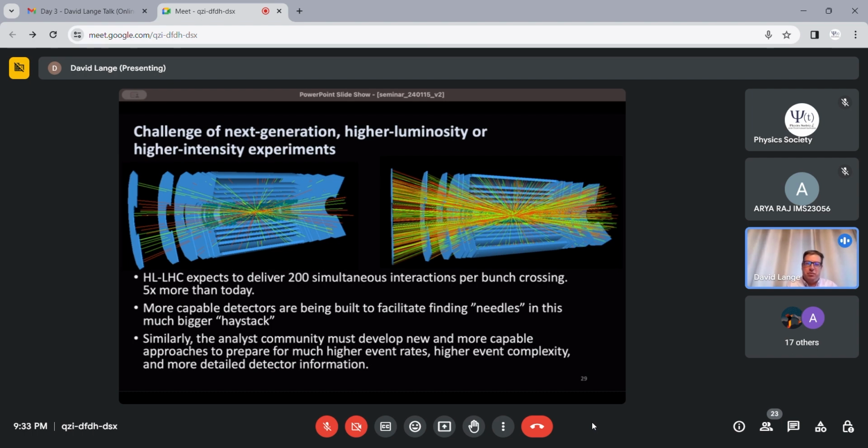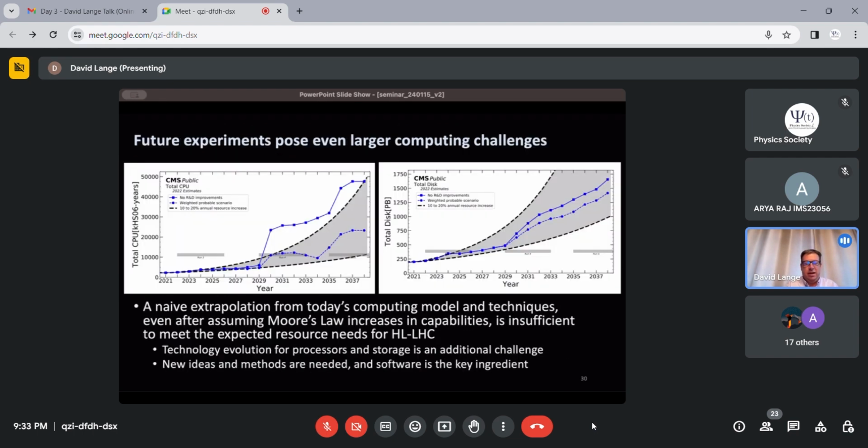And which particles are from which of the 200 interactions. This is very much a needle and haystack sort of problem. We have a lot of data and only a little bit of it is interesting. And the analysis community has to adapt in the same way, that their software needs to be prepared for higher rates, higher event complexity, and better detectors.